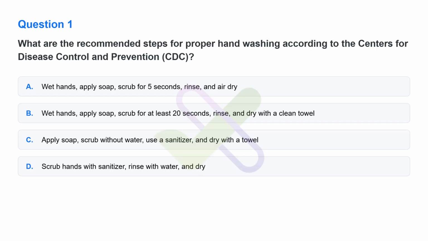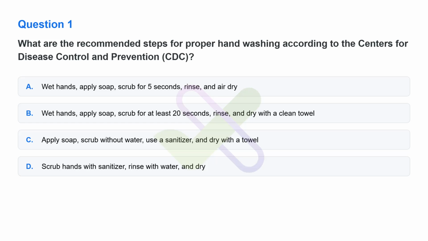What are the recommended steps for proper hand washing according to the Centers for Disease Control and Prevention, CDC? A. Wet hands, apply soap, scrub for 5 seconds, rinse, and air dry. B. Wet hands, apply soap, scrub for at least 20 seconds, rinse, and dry with a clean towel.